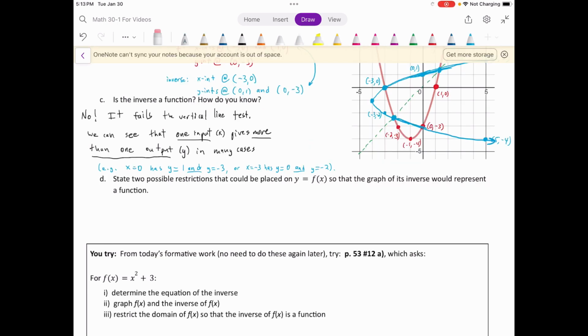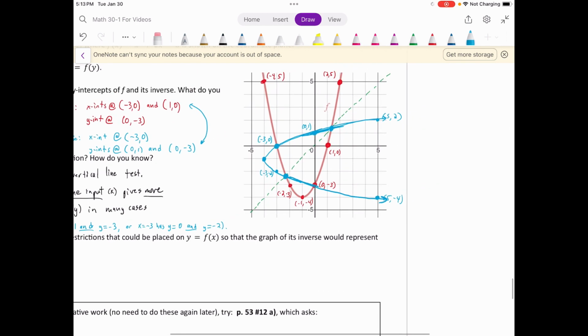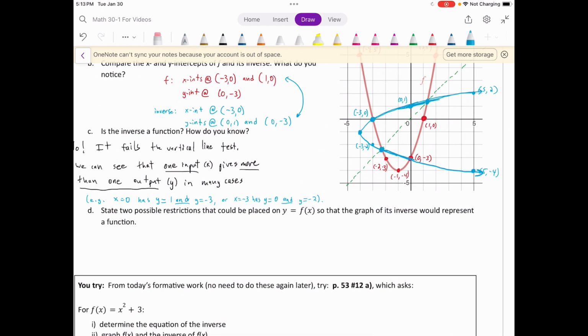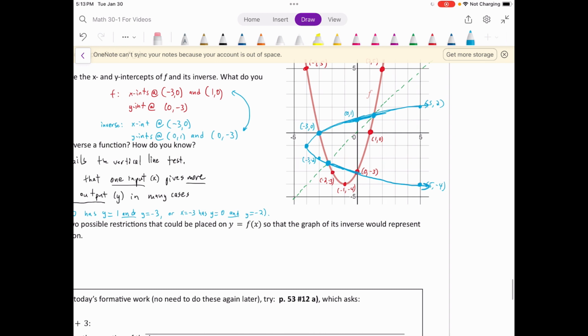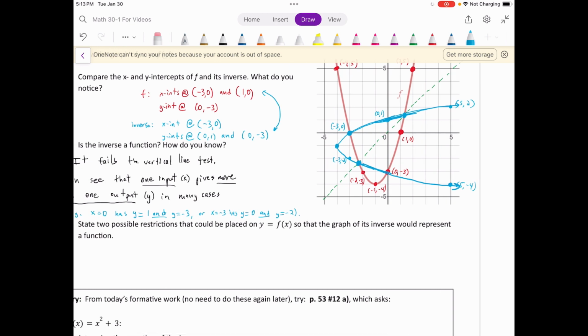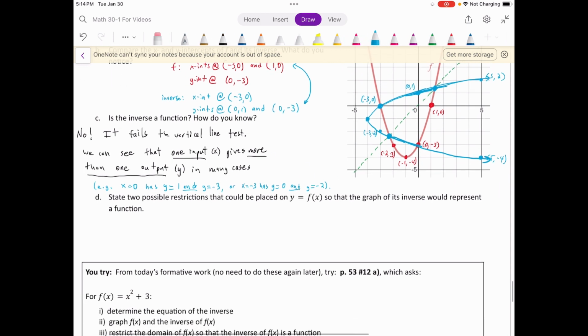Okay, so we could say something like that, right? No, it fails the vertical line test. We can see that one input, x, gives more than one output, y, in many cases. Just for a couple examples, x equals 0 has y equals 1 and y equals negative 3. One input, x being 0, is leading to more than one output. We could also add here that we could have told this before ever graphing anything because the original fails a horizontal line test, which leads us nicely into this next question here.